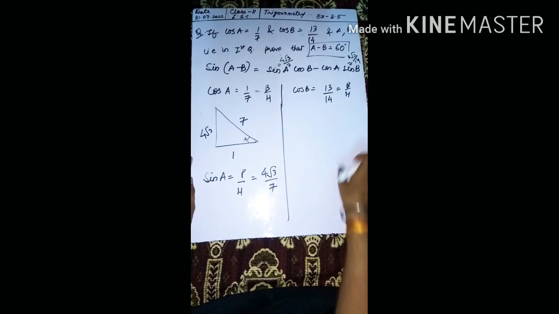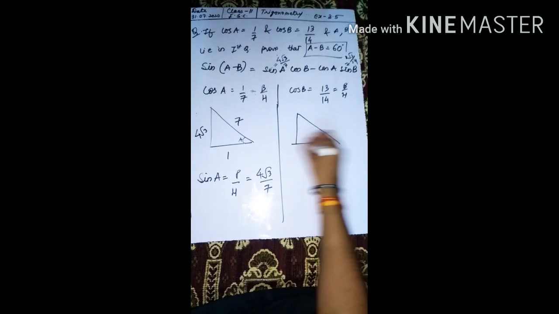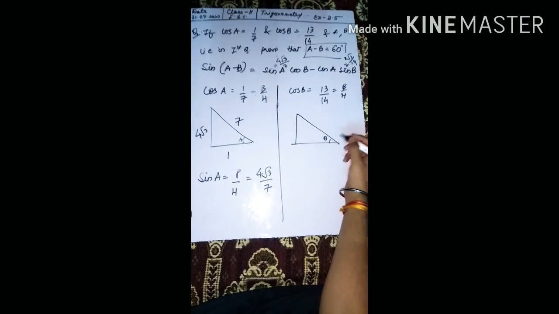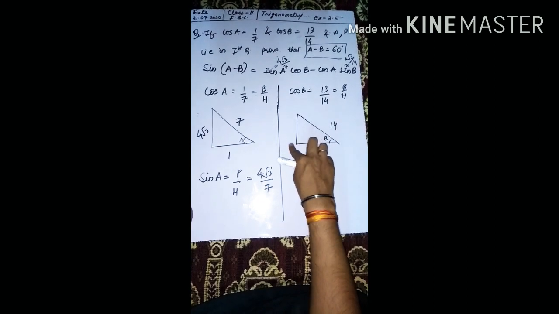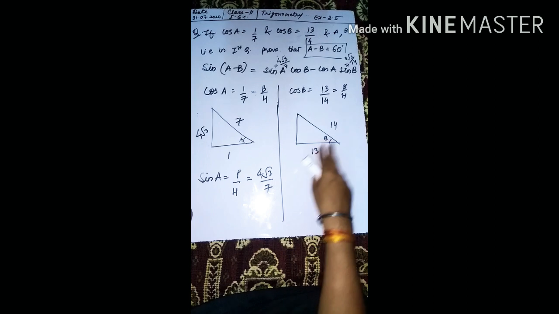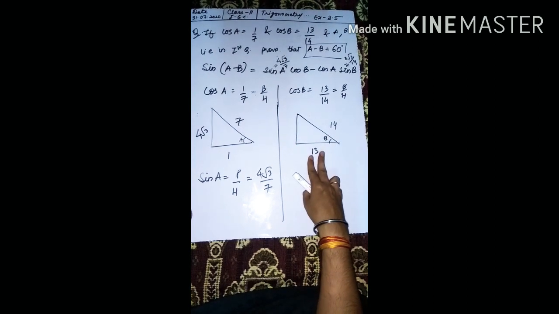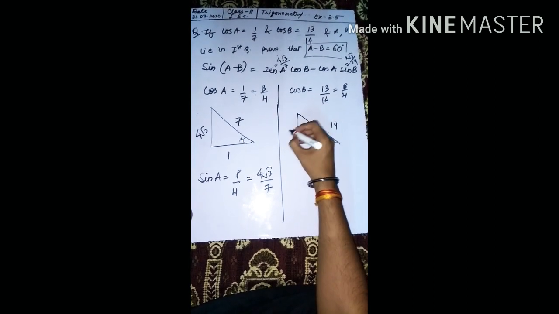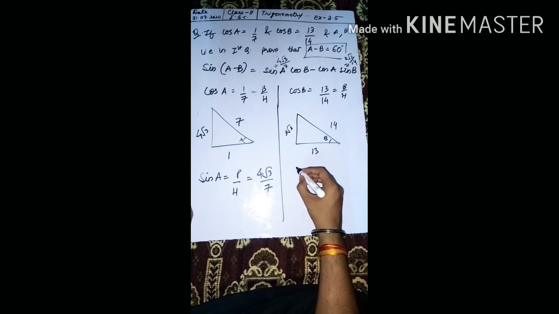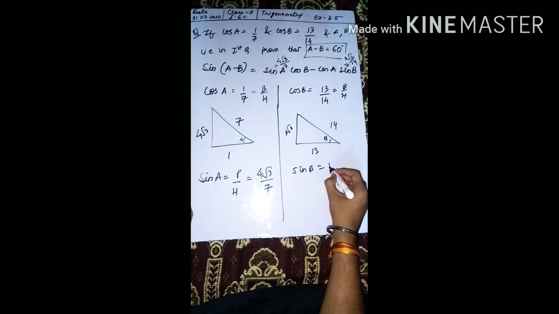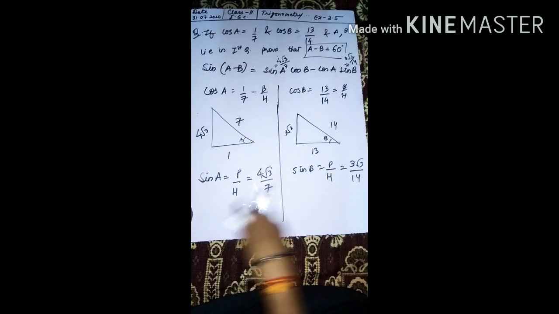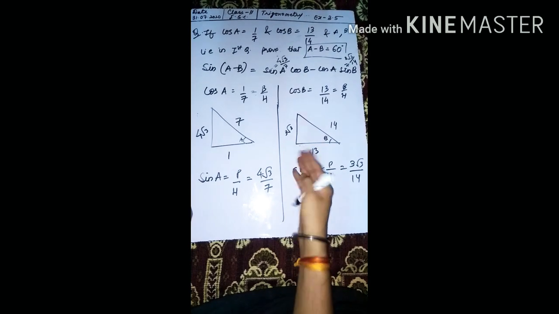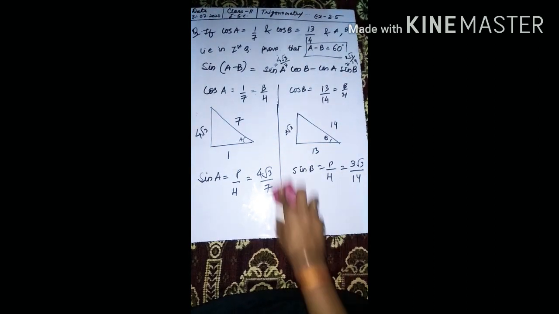So similarly you go for this one. Make a small right angled triangle with B as the angle. Base is 13, hypotenuse is 14. What will be the perpendicular? Under root of 14 square minus 13 square. 14 square 196 minus 169, that will be under root of 27, and that will give you 3 root 3. We need sin B, that is perpendicular upon hypotenuse. Perpendicular is 3 root 3, hypotenuse is 14. So finally, by this method also you can find out the other functions.